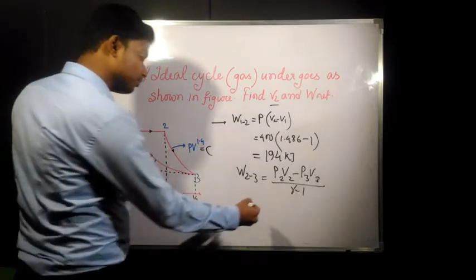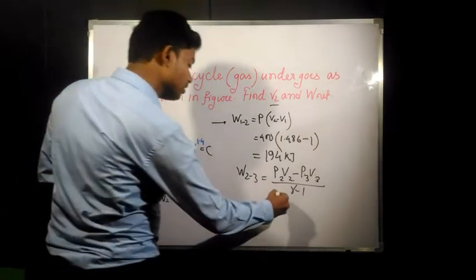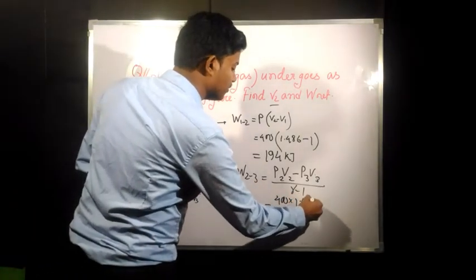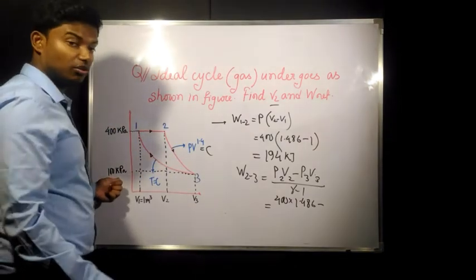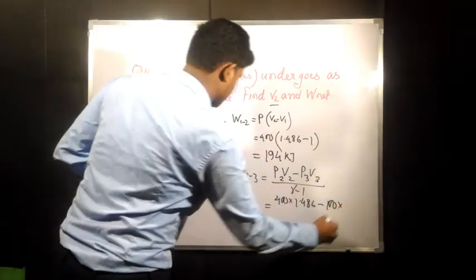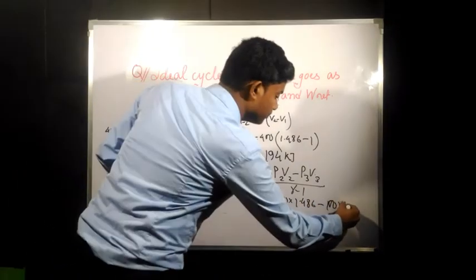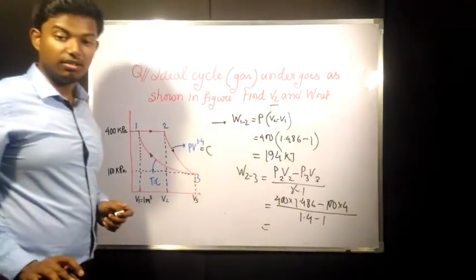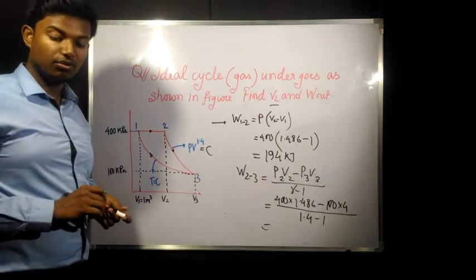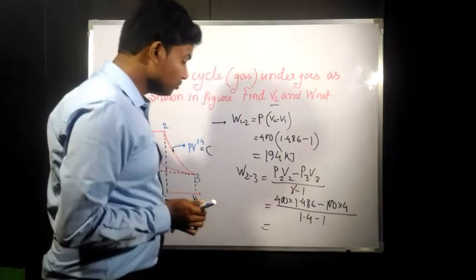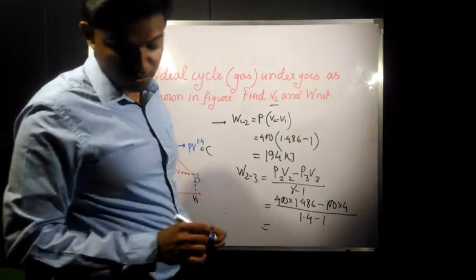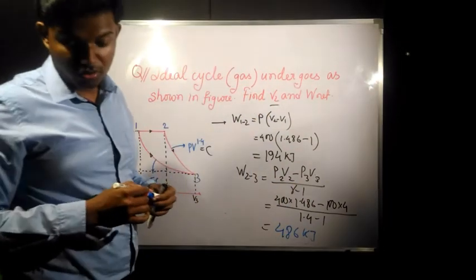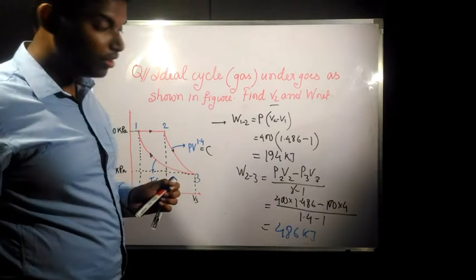So from here, P2 is known to you. P2 is 400. V2 is given as 1.486, which we have found out. P3 is given as 100 kilopascal. V3 we have found out as 4 meter cube. Divided by gamma, which is 1.4, minus 1. So if you put this in the calculator, you can easily find that the work done from process 2 to 3 is going to be 486 kilojoule.